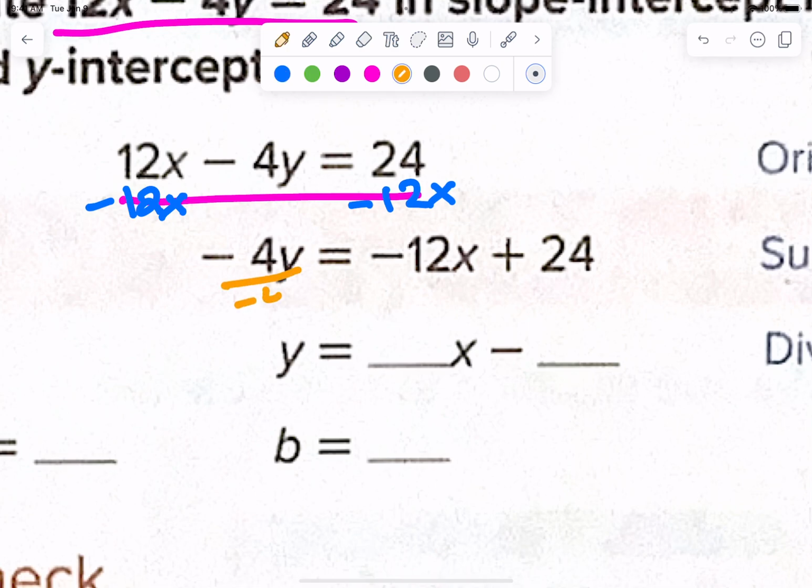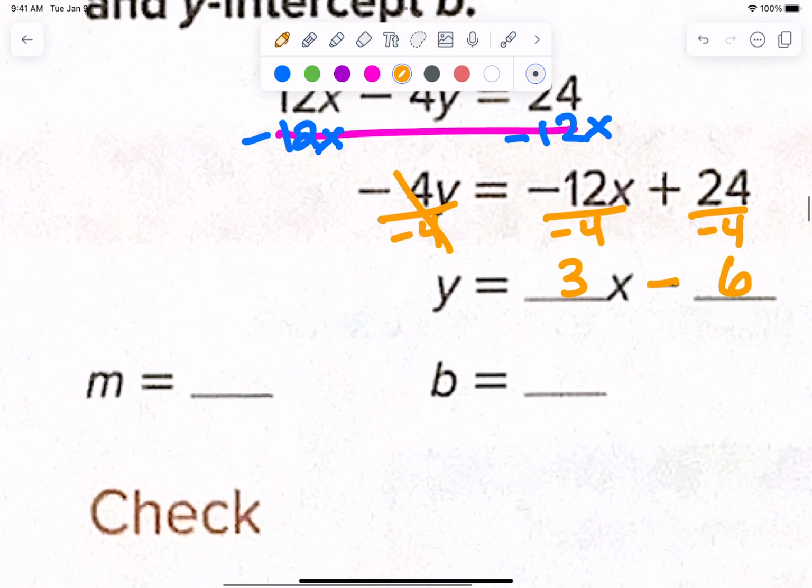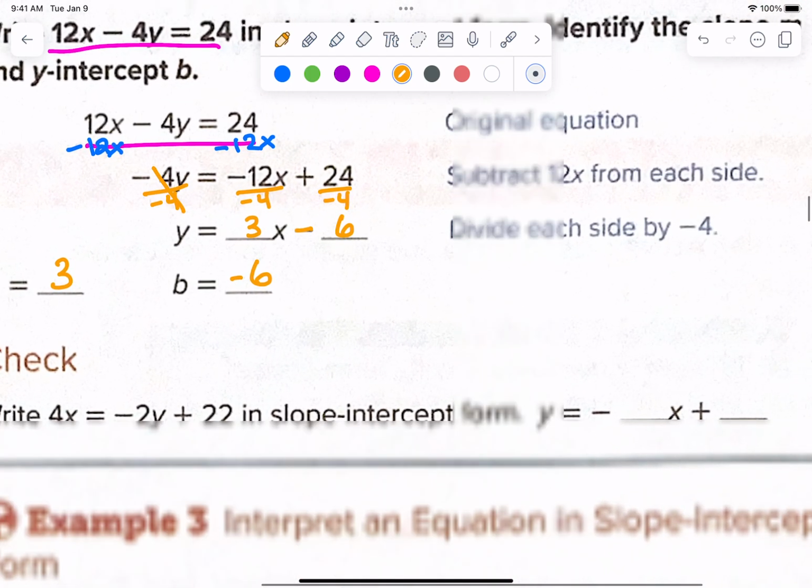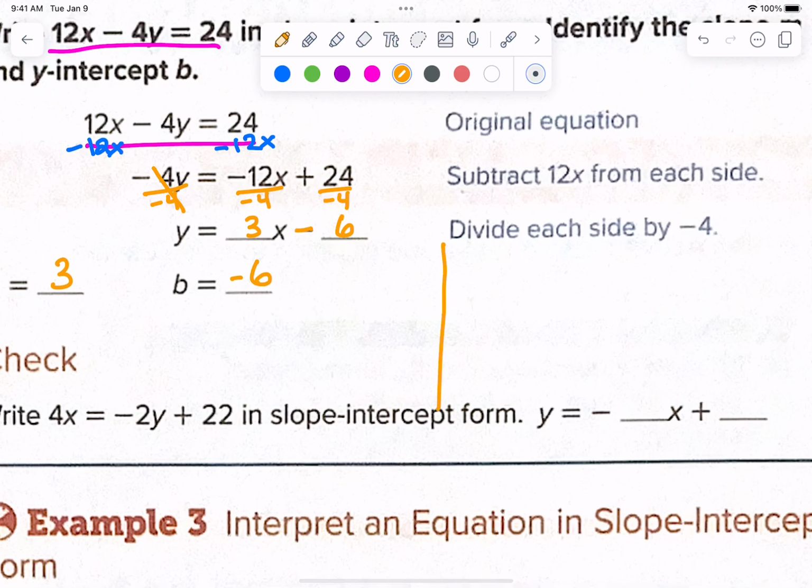Divide by negative 4, divide by negative 4, divide by negative 4. Okay, so y is by itself. Negative 12 divided by negative 4 is 3x, and then 24 divided by negative 4, minus 6. Okay, what's the slope? What's the m part? 3, and what's the b part? Minus 6. Okay, so let's talk about graphing this thing.